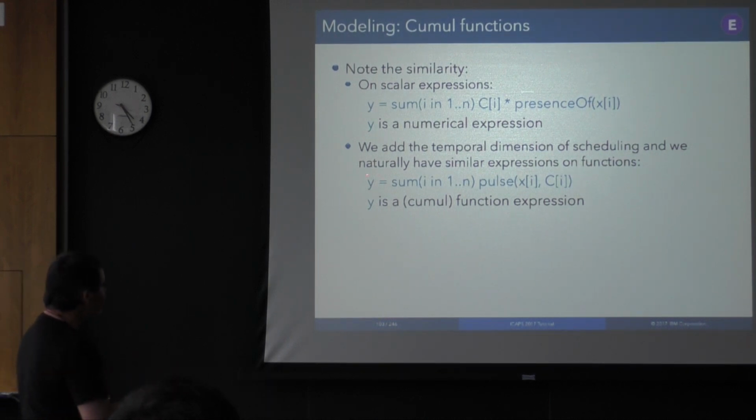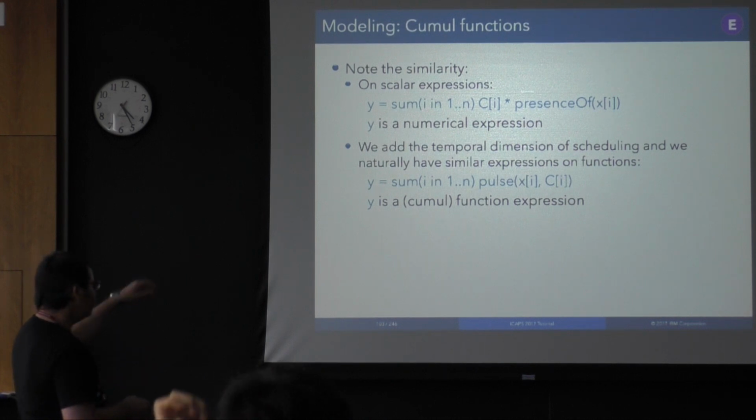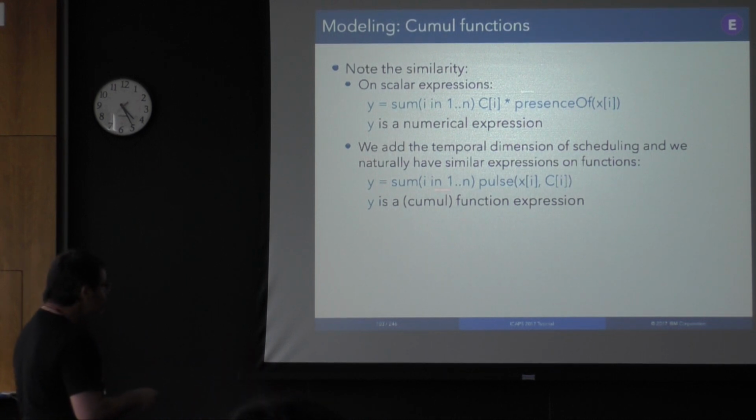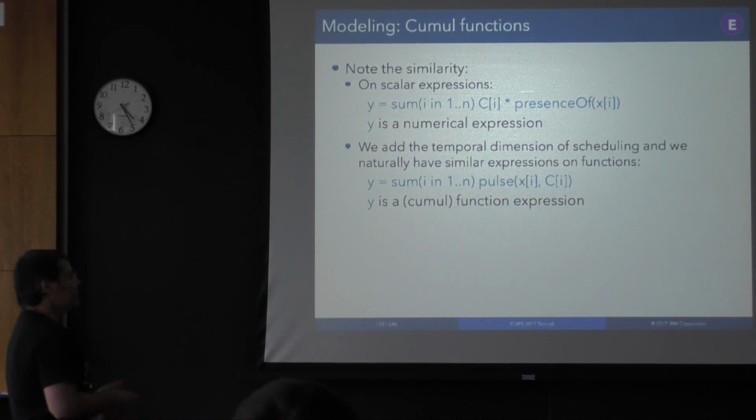And this is very similar. You use the cumul function and it says this is a sum of some pulses. Each interval variable, this is the elementary cumul function that we have seen, and so each interval variable xi contributes with a height ci to this function.